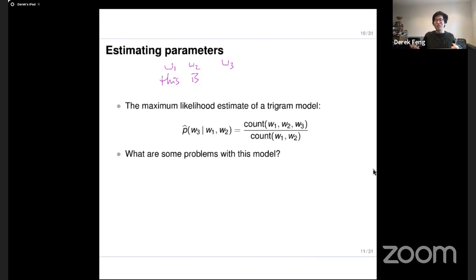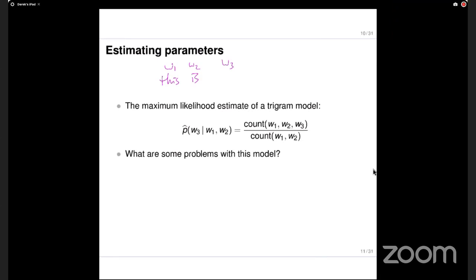Okay, so this question may be obvious because I sort of answered it already. What are some problems with this model? Wouldn't one problem potentially be that the context would matter? Like if you're emailing someone, "this is" might have a lot of different words that you would want to attach versus an encyclopedia.